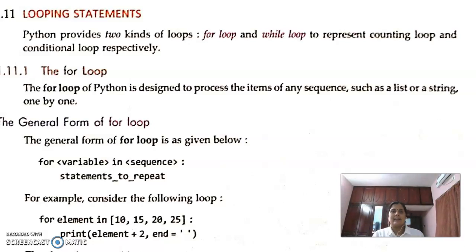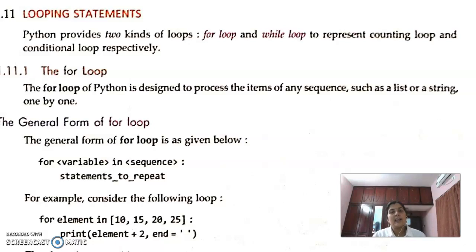In Python, there are two types of looping methods used. They are the for loop and the while loop. For and while are the two loops used in Python. First is the for loop. In the for loop, what happens? We will check a condition. Up to that condition, the value is printed or some operation is performed.